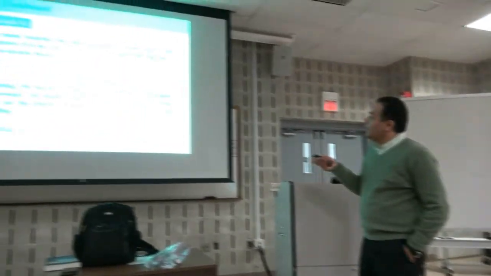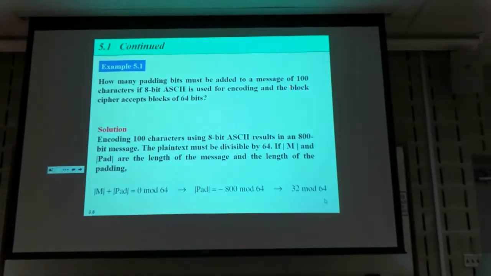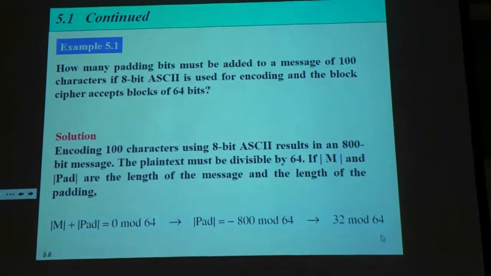So how many padding bits must be added to a message of 100 characters? 100 characters means how many bits?